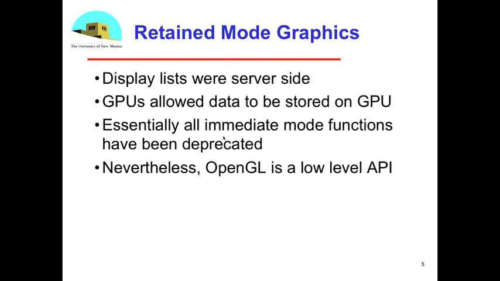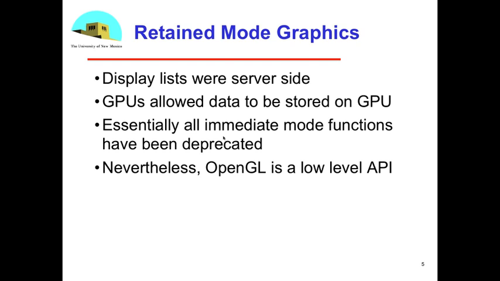So what happened over time was that immediate mode functions just became not very useful for real-time, high-performance graphics, and OpenGL deprecated them, as we know, starting with 3.1. But even with the newer OpenGLs, and even with WebGL, which is just one version of it, it's a relatively low-level API.